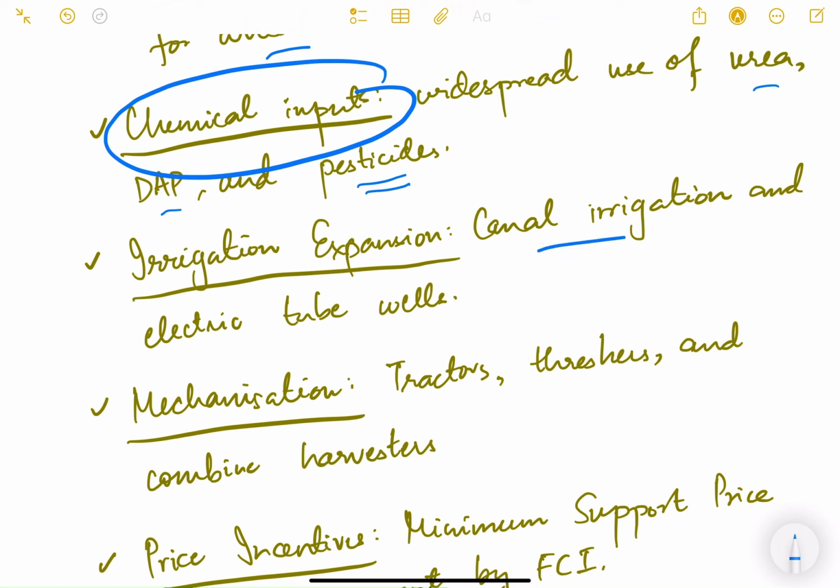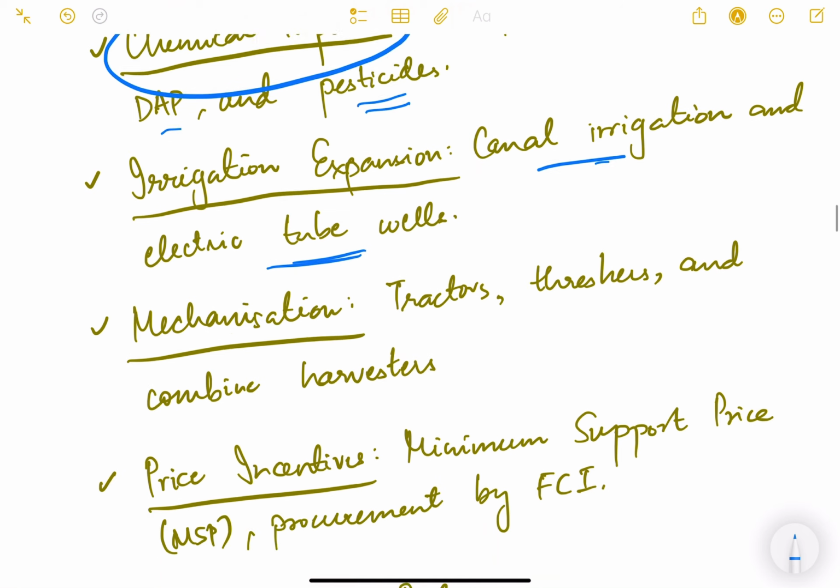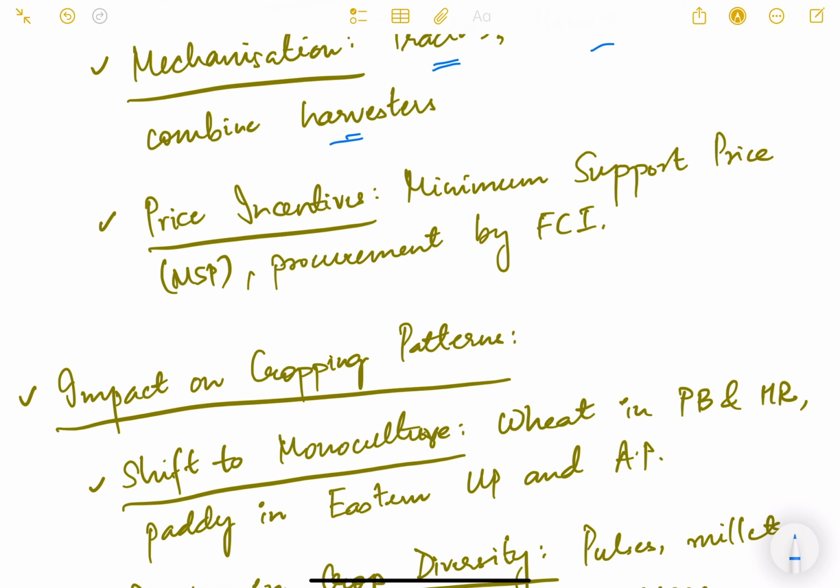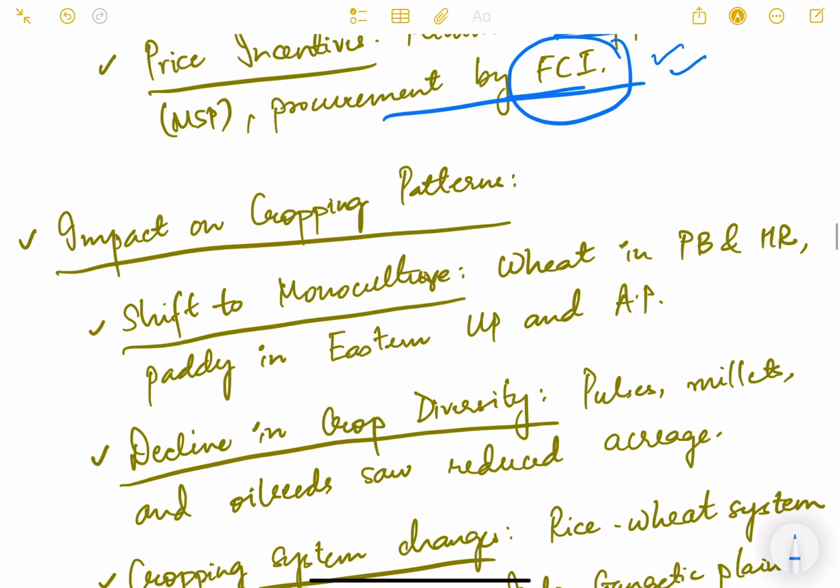Irrigation expansion, canal irrigation and electric tube wells were also developed in various parts of the country, so that water, an important factor for agriculture, was available, and year-round irrigation systems were developed. Mechanization, like tractors were used instead of bullock plows, traditional instruments, threshers, combine harvesters. So these were the various machinery that was also brought into use. Price incentives, minimum support price were announced, MSP, procurement by Food Corporation of India, so that a guaranteed price is given to the farmer so that their incomes will increase and they will be incentivized to grow a particular crop.